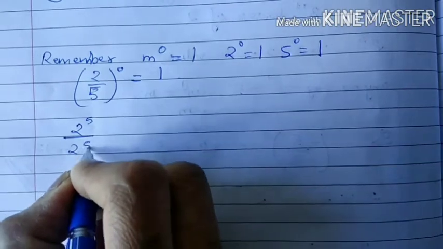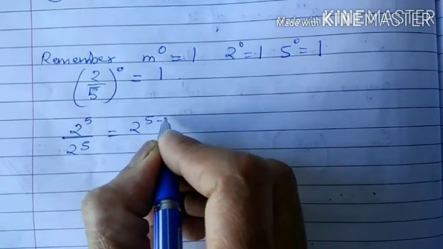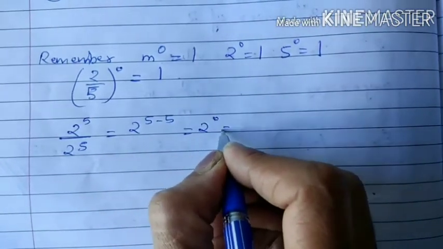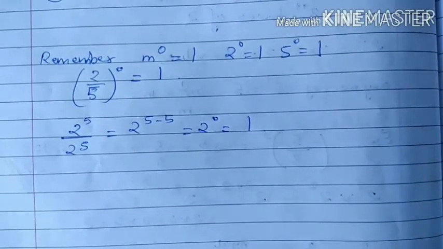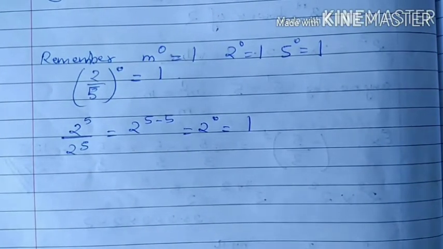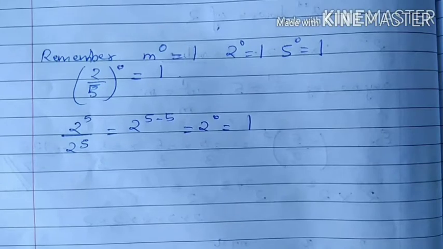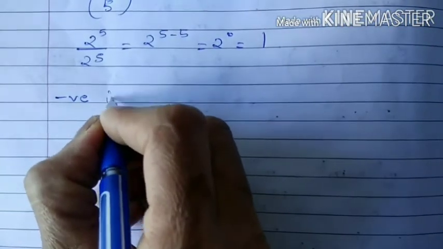One more example where you have 2 raised to 5 divided by 2 raised to 5. So, it will be 2 raised to 5 minus 5 because it's division. So, again you get 2 raised to 0 which is equal to 1. Now, let's look at examples with negative index.